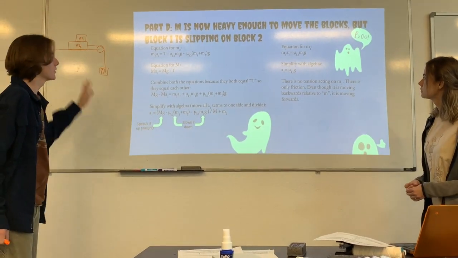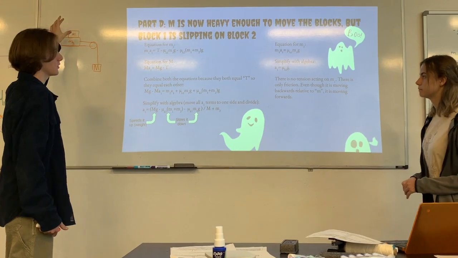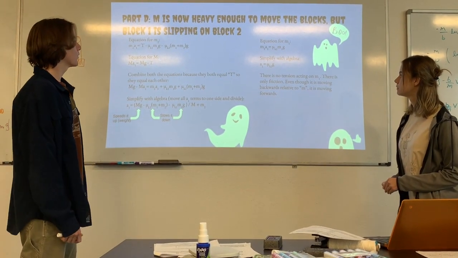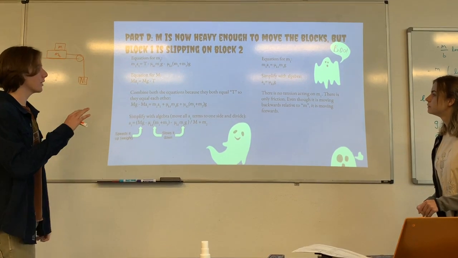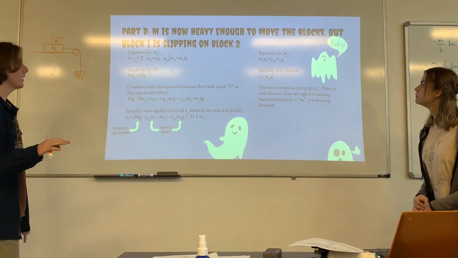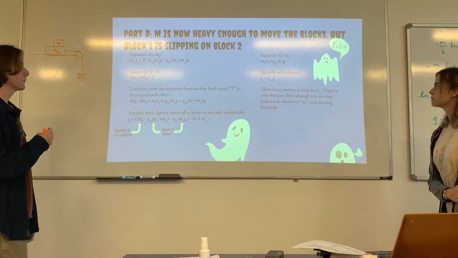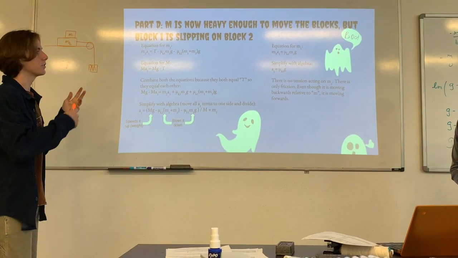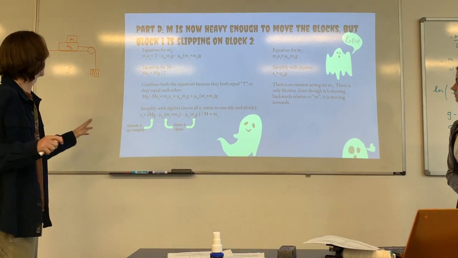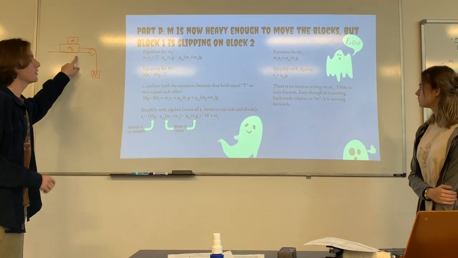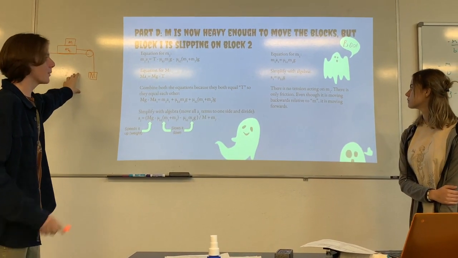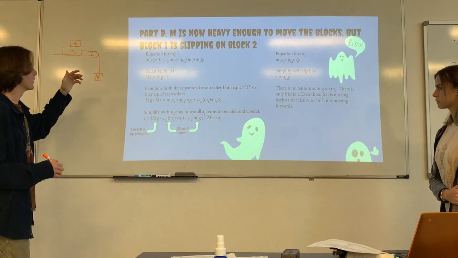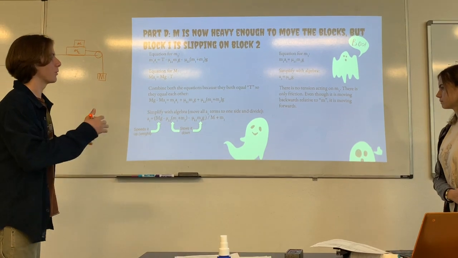Block 1 is a lot easier to solve since it's just its own block. It's not resting on anything. So for that, the only forces in play are just the friction pulling back on it, along with its own weight and stuff like that. There's no tension. Tension's only acting on M2. So even though it's moving backwards relative to M, it's moving forwards just for itself.